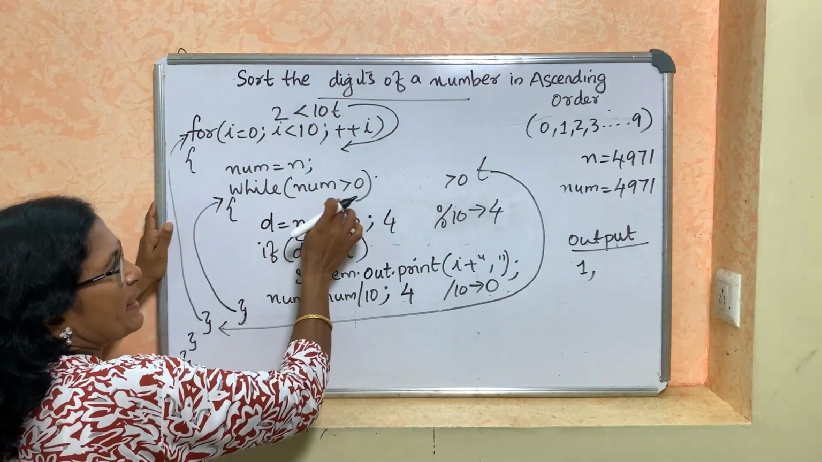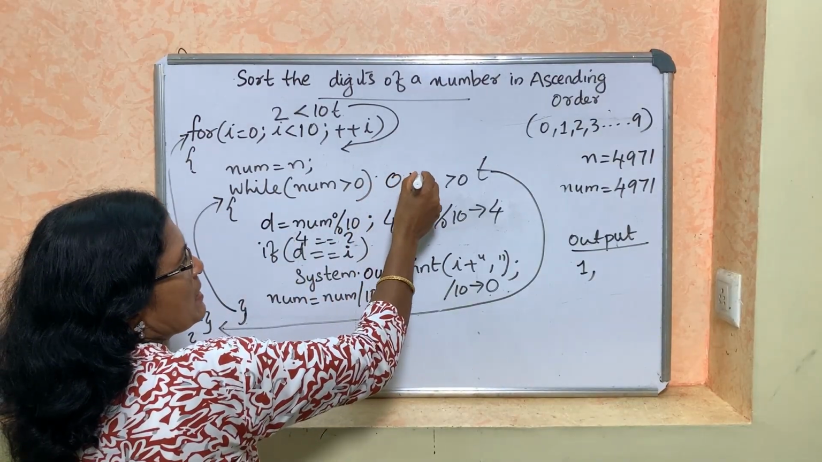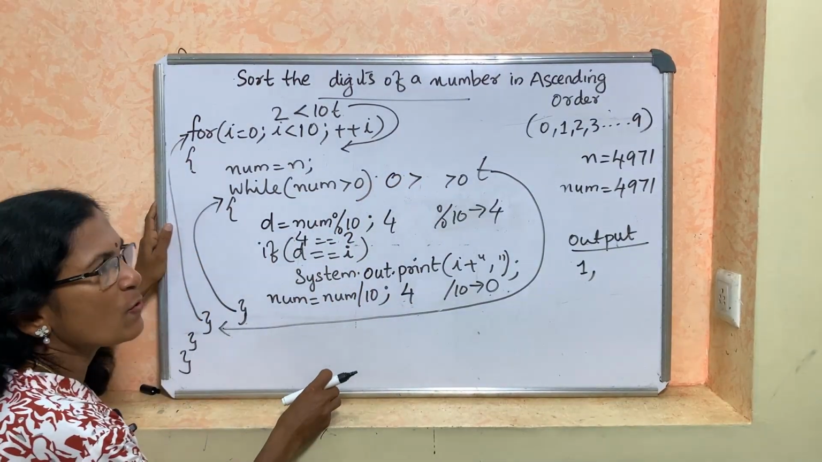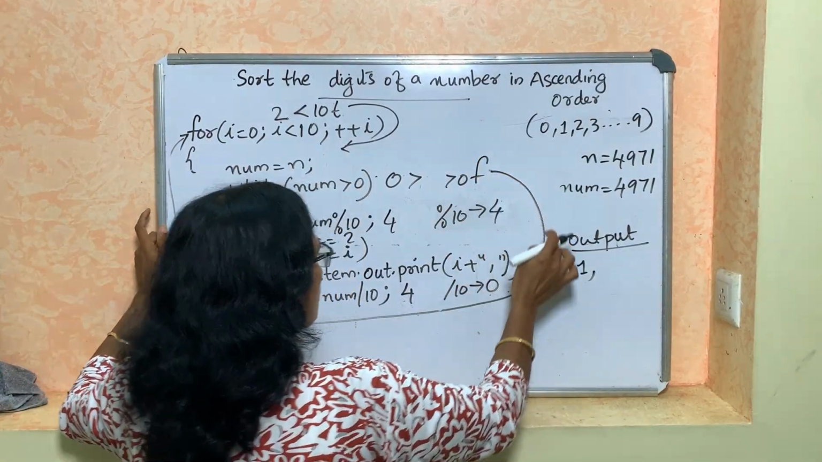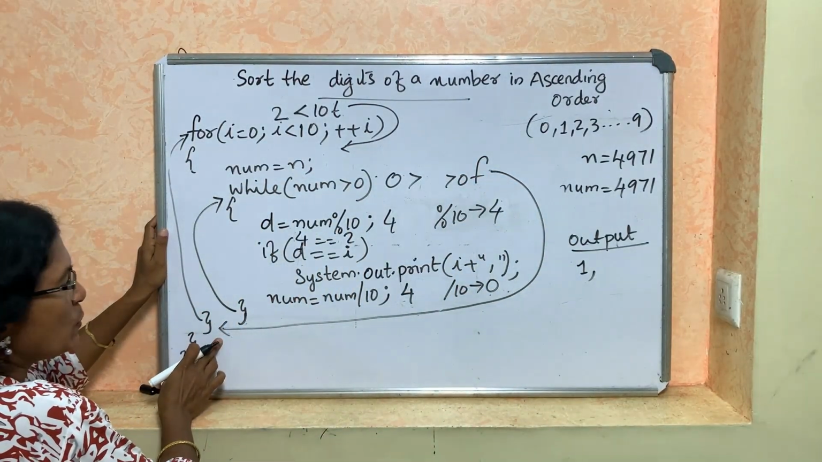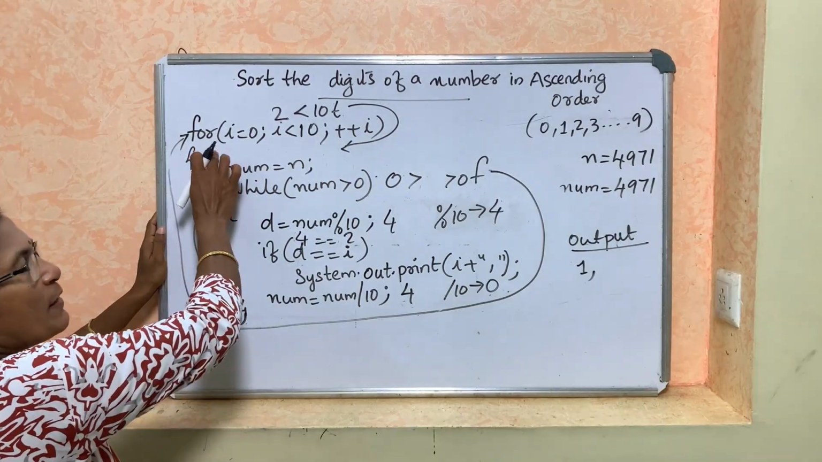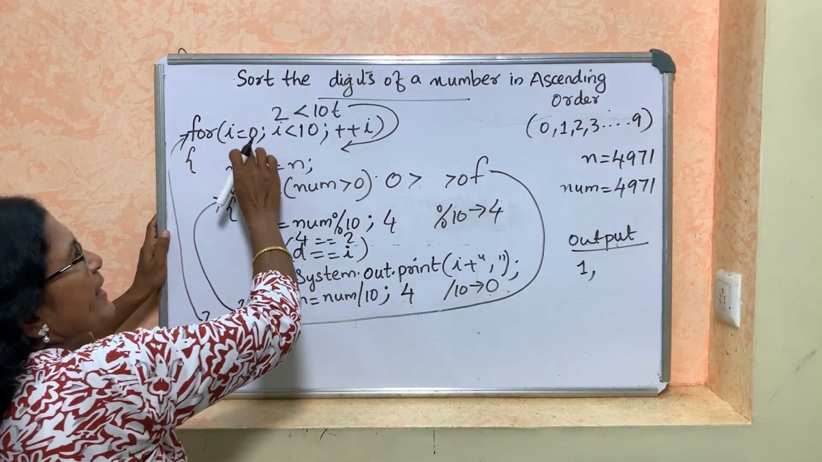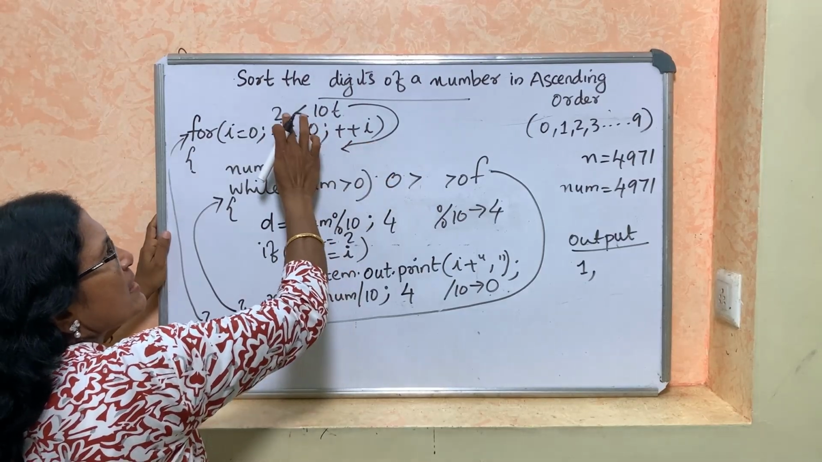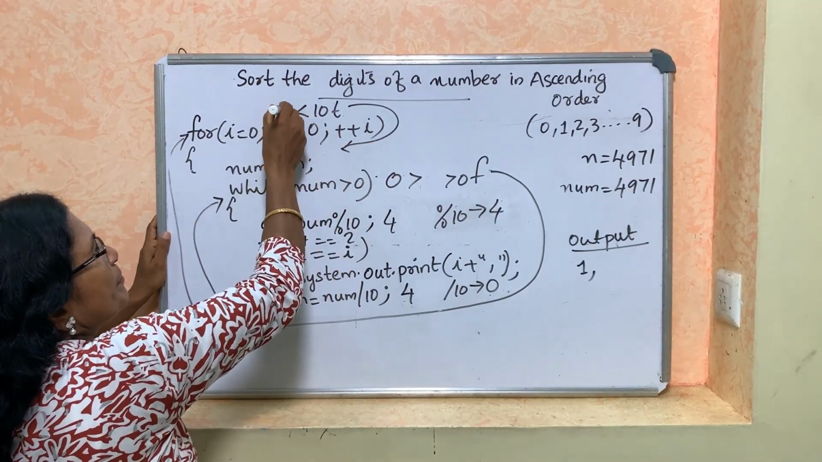Control resumes back to the header line. Test expression is evaluated. 0 greater than 0. False. So, control comes out of the while loop to go for the next iteration of the outer for loop. Next value. So, updation takes place. Next value of I is 3.